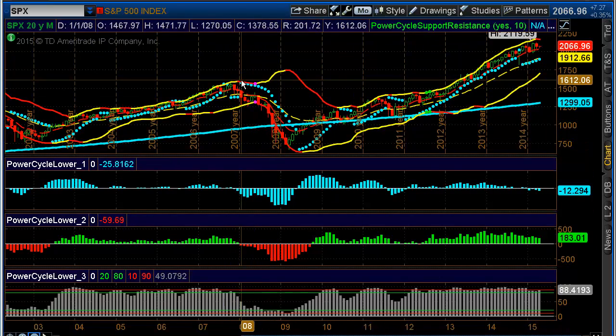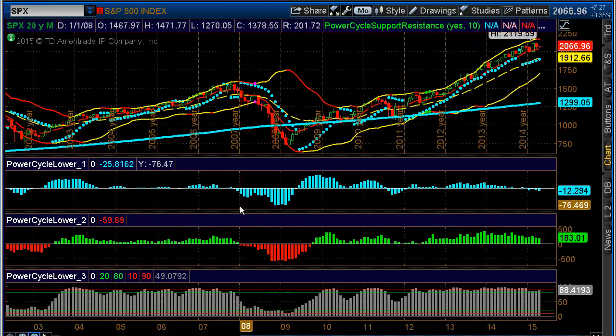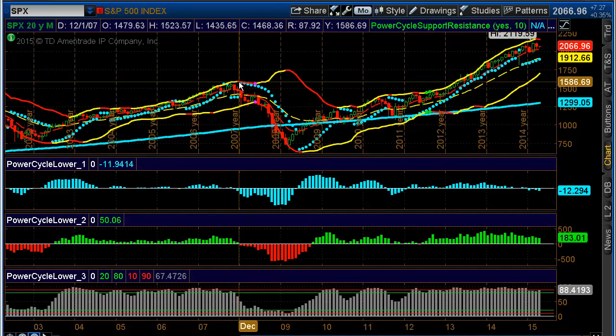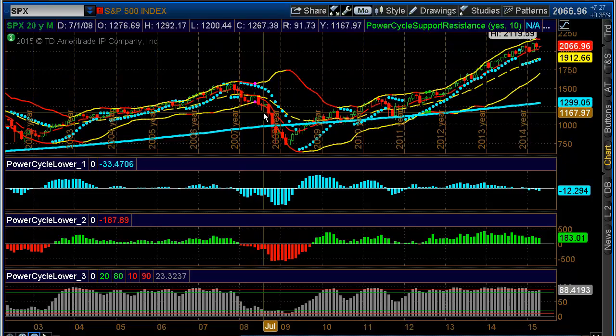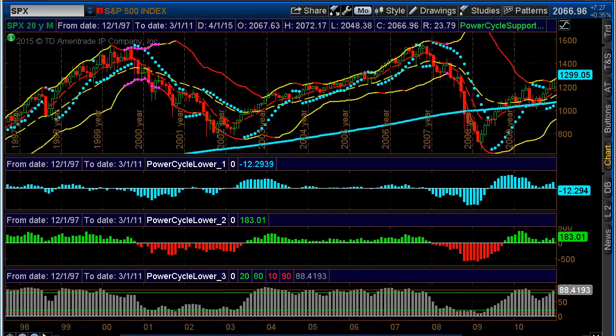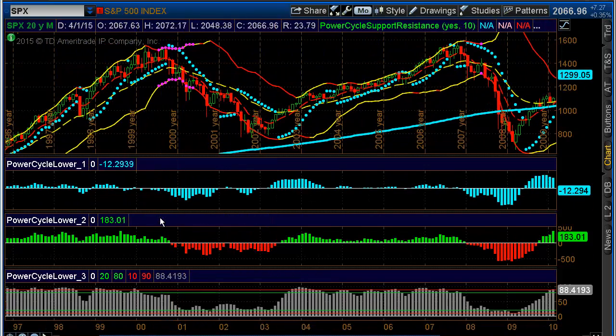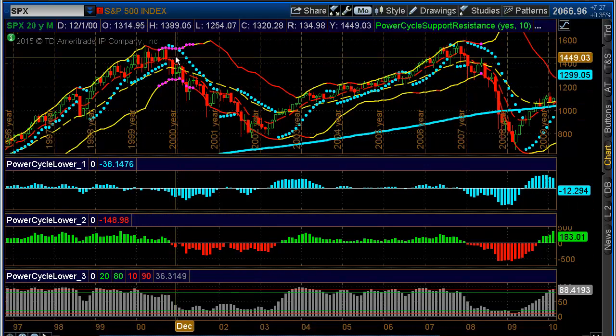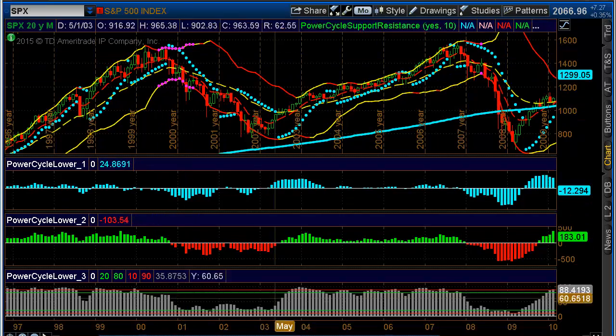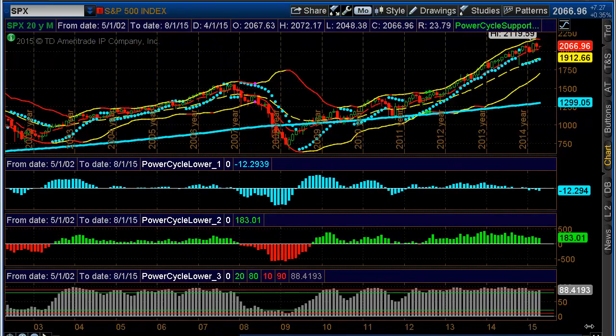You can see back here in about 2008, my cycle 2 indicator went negative and the market did roll over there. And further back, you can see the other time it rolled over was back in October of 2000. So right now it's still looking good from the macro big picture.